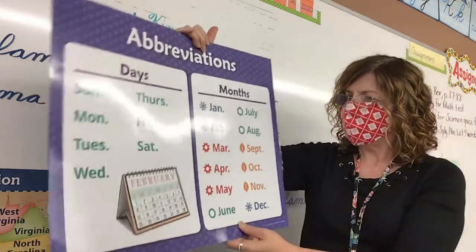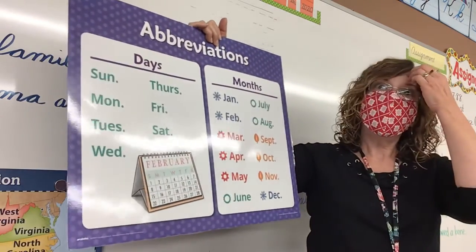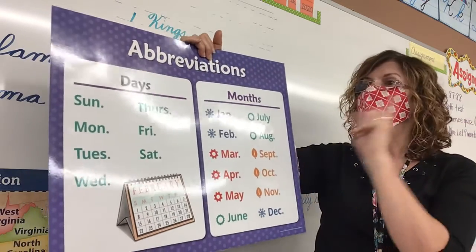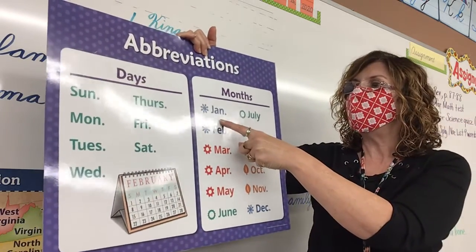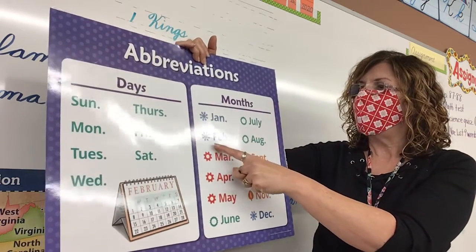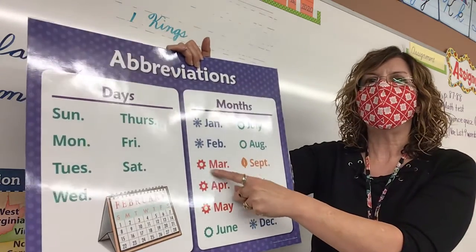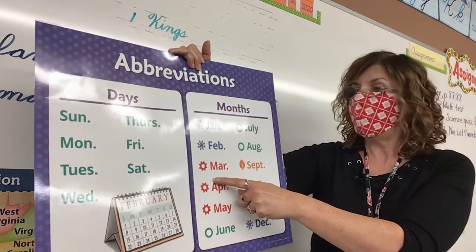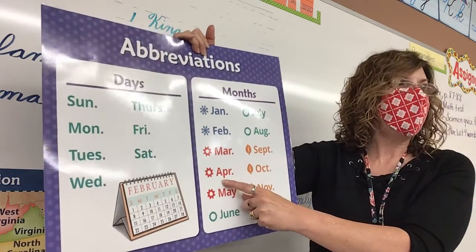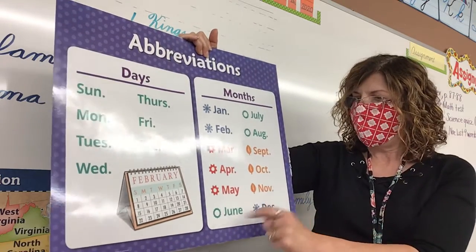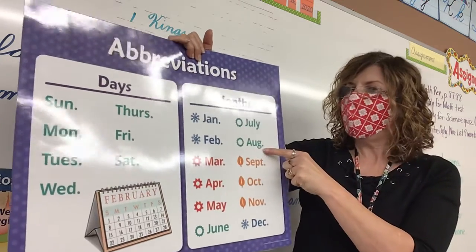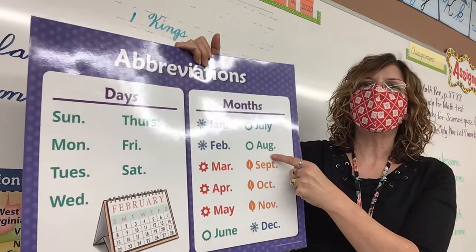Now let's move on to the months. We're just going to do the ones that are abbreviations. So if it's not an abbreviation, we are going to skip it. This time we're going to say it first. So this is January, capital J-A-N period. February, capital F-E-B period. March, capital M-A-R period. April, capital A-P-R period. Not May, not June, not July. Those are not abbreviations. August, capital A-U-G period.